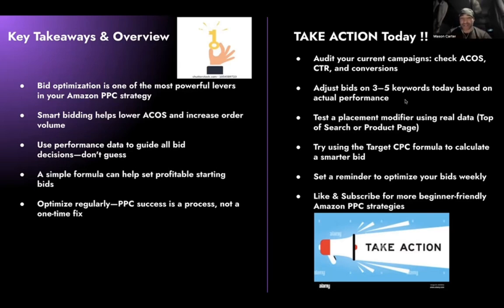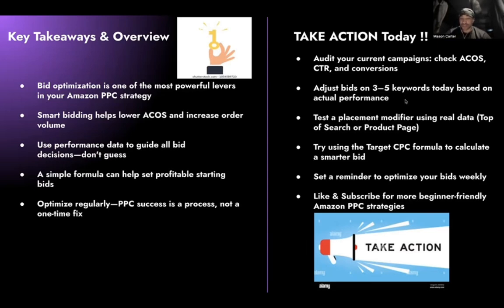For the things you can take action on today, audit your current campaigns, check ACoS, CTR, and conversion. Adjust bids on 3 to 5 keywords today based on actual performance. Get them search term reports. Use brand analytics. If you don't have brand analytics, what are you doing? Okay. It's very valuable data. It can help grow your Amazon business, right? It's coming straight from Amazon, straight from the source, right? Test a placement modifier using real data. If you're not testing placement modifiers or looking at that data, you need to be doing that. You could be taking advantage, or if you're not, you're missing out on sales.